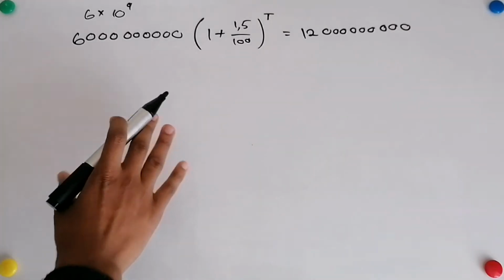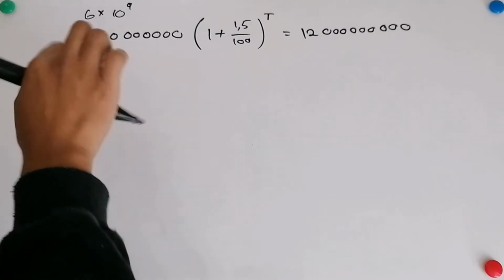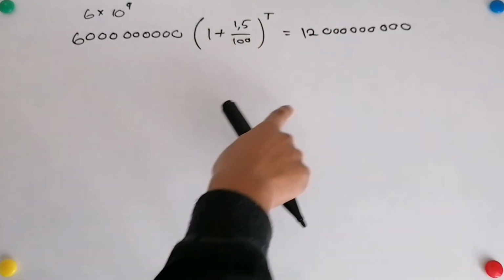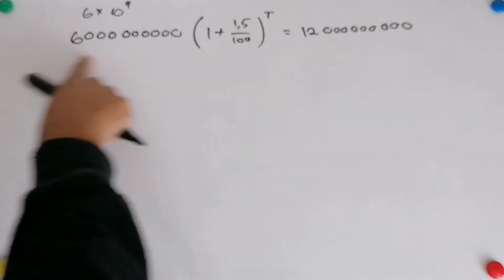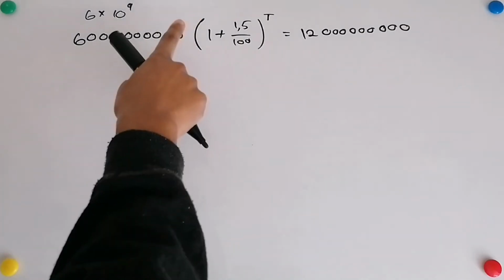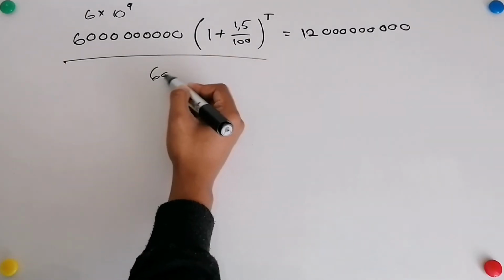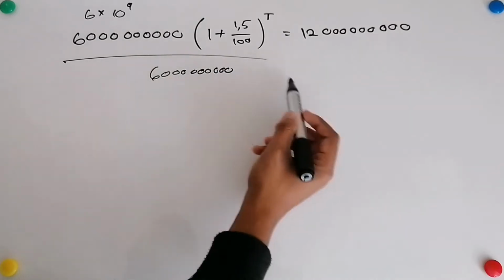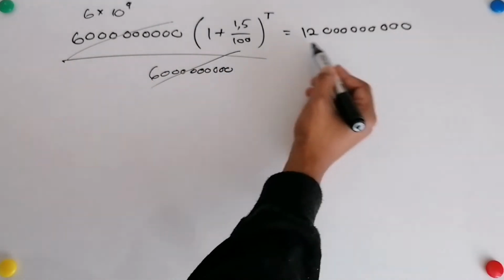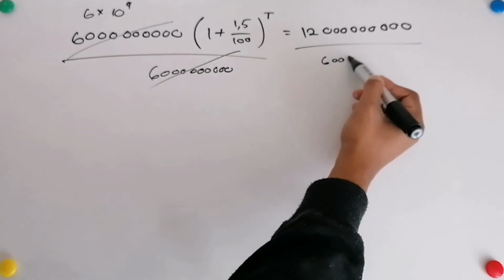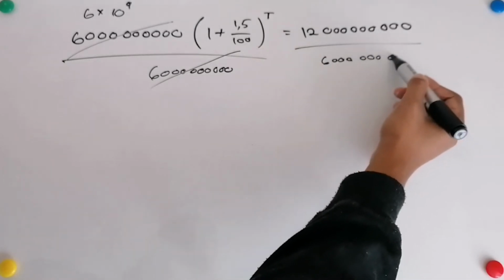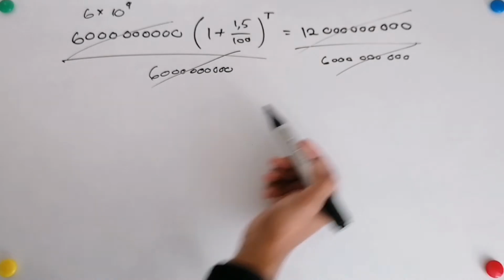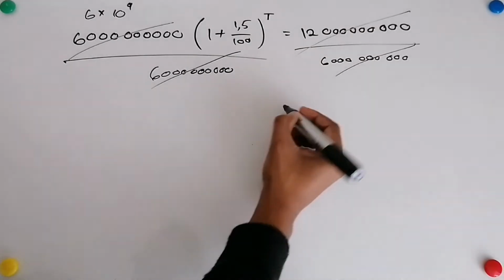In fact, I can divide by 6 billion because 6 billion can also go into the 12 billion. So I'm going to divide by 6 billion, which will cancel this entire thing. If I divide this whole thing by 6 billion, just check the right amount of zeros. These will just cancel. And if we divide 12 billion by 6 billion, my answer is 2, because 6 goes into 12 twice.